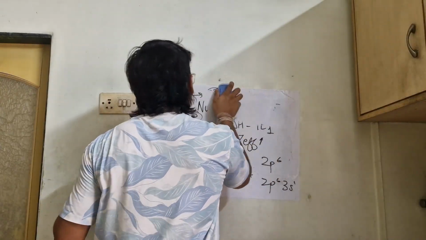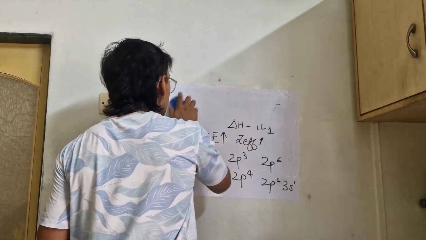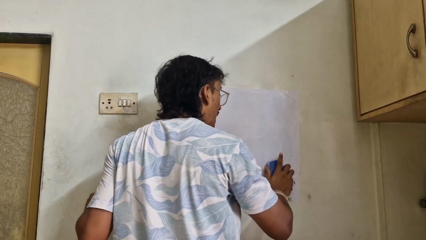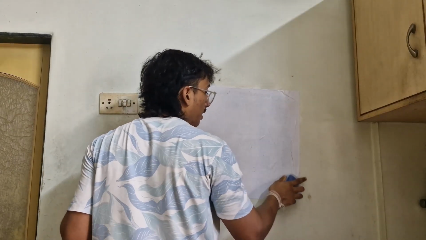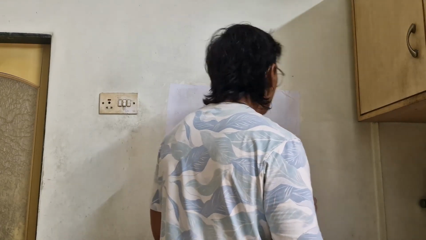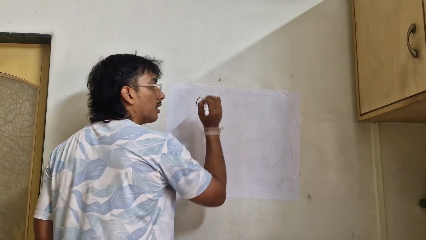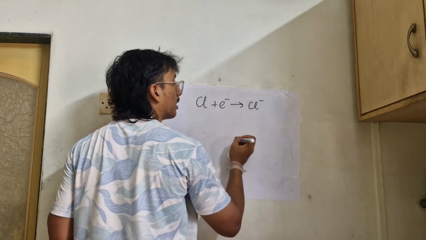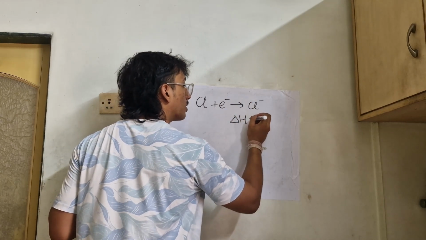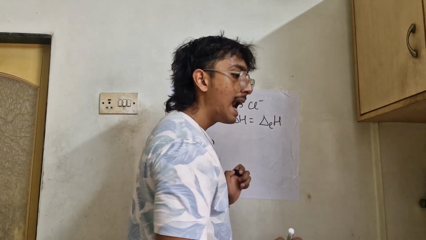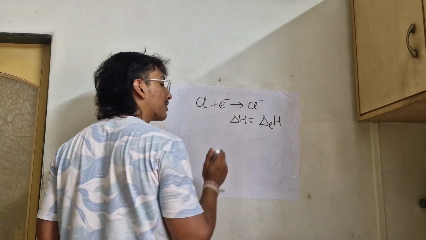So that's where our discussion for ionization enthalpy ends for this particular lecture. Now we move to electron gain enthalpy or electron affinity. What do we measure over here? Say if I have chlorine like this and it accepts an electron, the energy corresponding to this will be the electron gain enthalpy, and it tends to be exothermic.